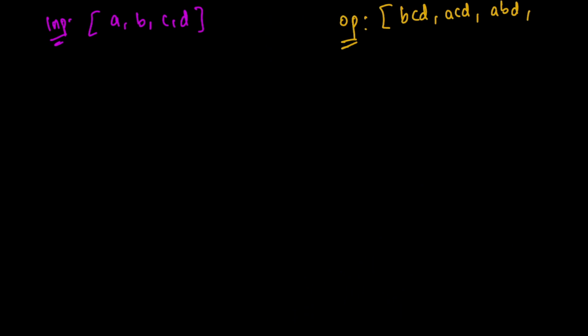So let's consider the generic input a comma b comma c comma d, and let's consider the output. For this input, the output would be, for a, the rest of the product would be BCD. For B, it would be ACD. For C, it would be ABD. And for D, it would be ABC.